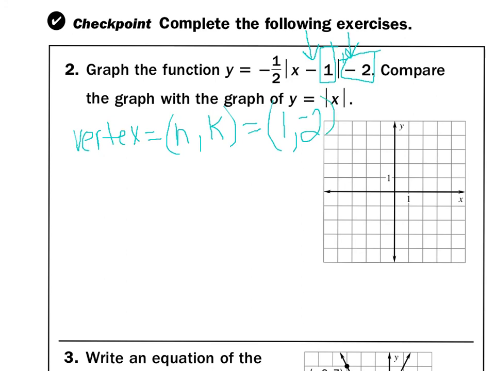So plot that point as your vertex, and then pick a point or two, and remember that it's going to be a V-shaped graph. Because it's a negative out front of here, it'll be upside down.